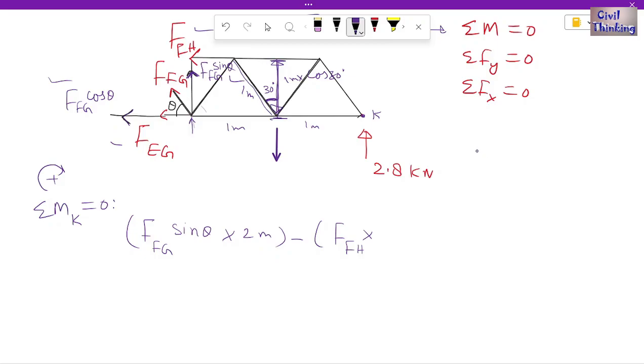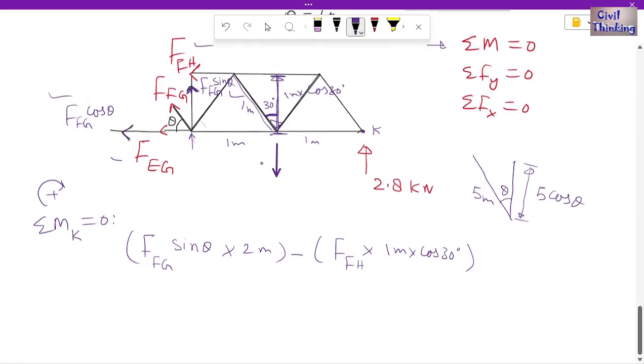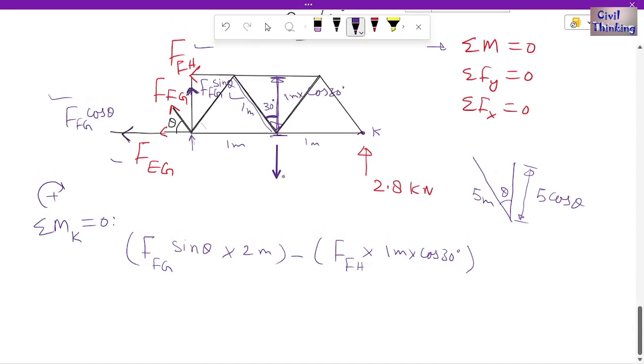Let me show it here. For example, let us say this is 5 meters, and this is theta. Now this length is 5 multiplied by cosine of theta. So the normal length is 1 meter multiplied by cosine of theta. I'll write 1 meter multiplied by cosine of 30 degrees, where theta is 30 degrees here. Now let us find another force. This force is here, right?